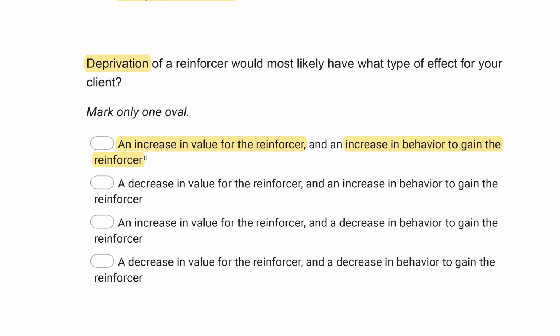Okay. Motivating operations can be a little tricky. Just remember, motivating operations essentially, very basically, make you want or not want something. If I'm deprived, I want something. When I want something, my behavior is going to increase to try and get that thing.